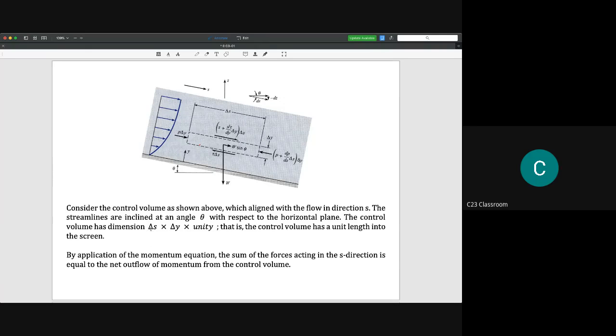The dimension of the control volume is delta S times delta Y times unity. That means we only pay attention to the height of this one. This is the delta Y because we assume this is the Y axis, and this is delta S, the distance along the X axis, or the incline, the plane axis here, and the thickness of this control volume is equal to 1. That's why we call it unity.